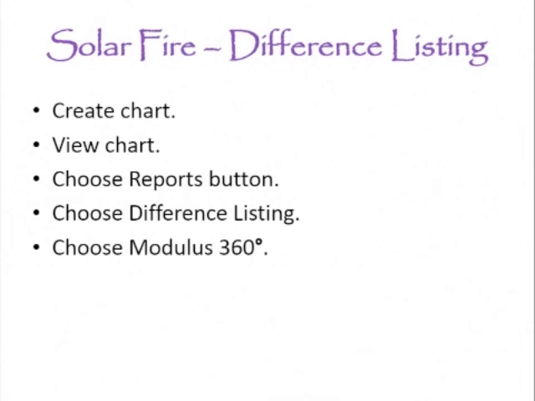So what we're going to do, and I'm going to take you through the actual example, we're going to create a chart in Solar Fire. We're going to view a chart. We're going to go to reports. We're going to choose the difference listing, and we're going to make sure that we choose a modulus 360. And all that is a 360-degree dial. In astrology, you can have a 30-degree, a 45-degree, a 90-degree, a 360-degree dial. And that's used a lot in horary astrology to just easily tell when planets are in, for instance, 30-degree dials, multiples of 30 degrees from each other, regardless of sign.